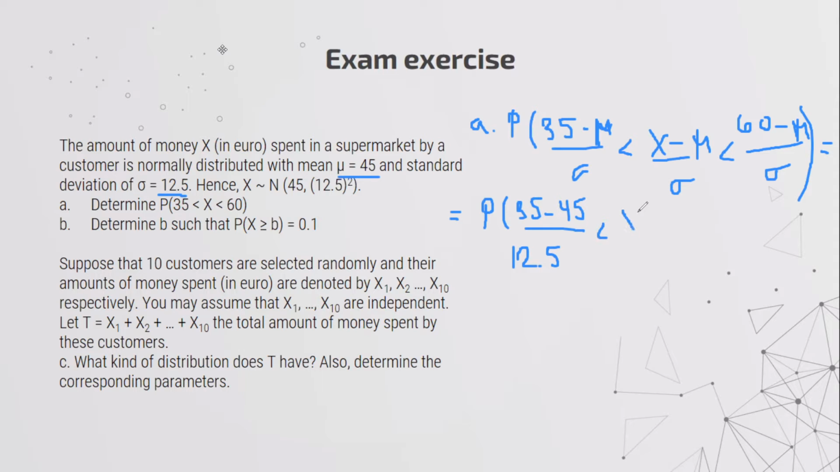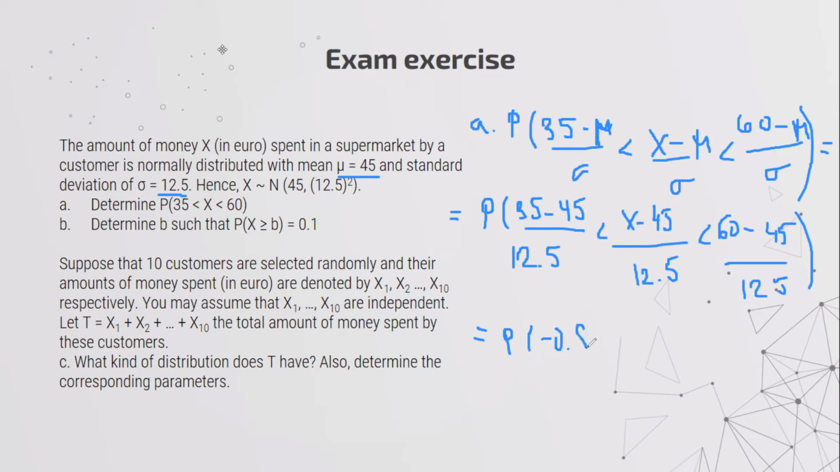minus our x that we're looking for, minus the mean, divided by the standard deviation. And the same goes here. The maximum point, which is 60, minus the mean, divided by the standard deviation. So here, we can compute that part, and you can compute that part. In our case, the first part would be equal to minus 0.80.